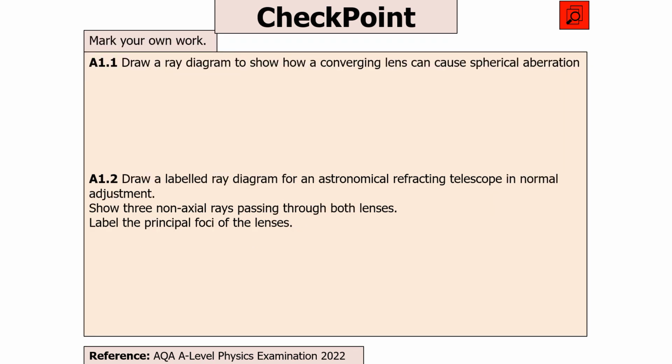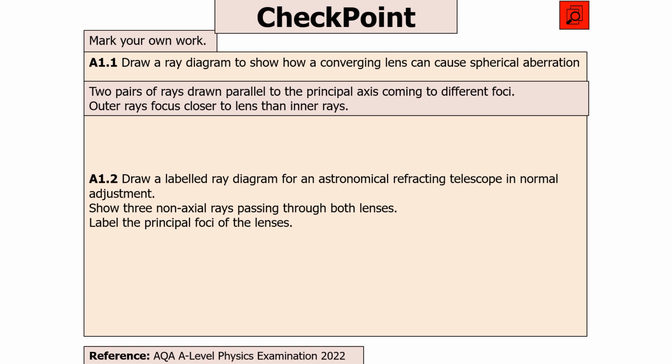Right, in this first one, you can see that in a ray diagram, you should have 2 pairs of rays drawn parallel to the principal axis, which are coming into different focus points or different foci. Now, the outer rays will focus closer to the lens than the inner rays, so you'll get different areas of focus, so you get different images forming, getting a blurred spherical image.